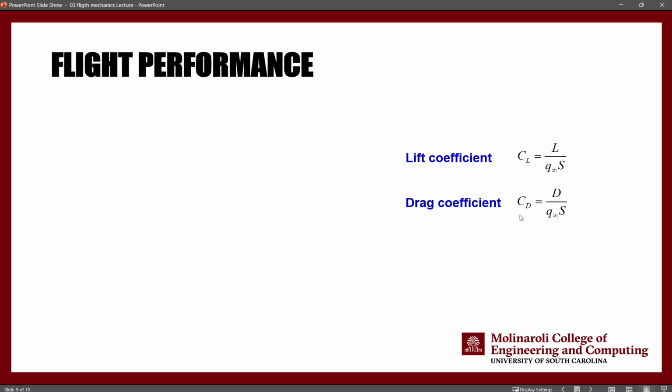Drag coefficient is very similar to the lift coefficient in definition. It is drag force divided by dynamic pressure, Q infinity. Again, this is 1/2 rho, density, multiplied by v squared, velocity of the flight squared, multiplied by the surface area of the aircraft.